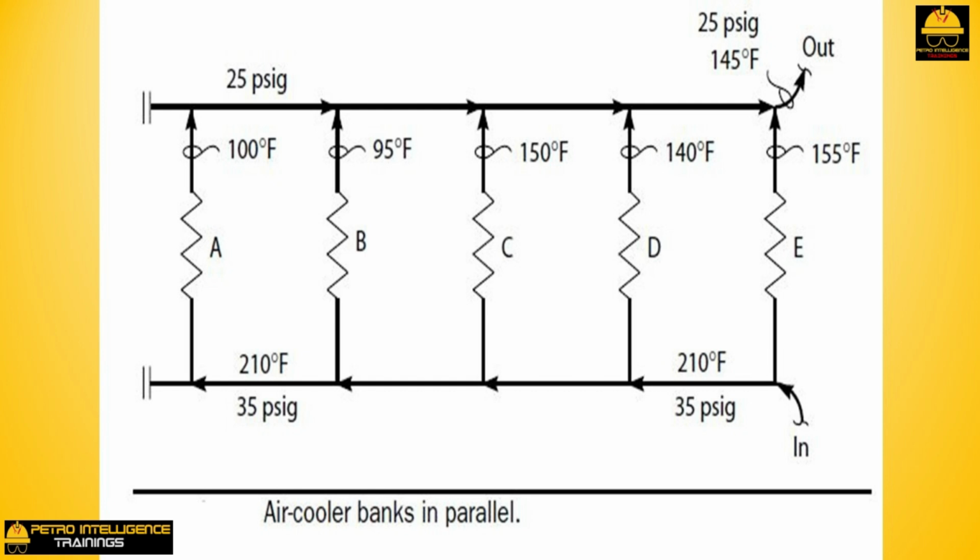A look at the combined outlet temperature from all 5 coolers. It is 145 degrees Fahrenheit. This indicates that most of the total flow is coming from C, D, and E, the banks with the higher outlet temperature. Very little of the flow is coming from A and B, the banks with the lower outlet temperature.